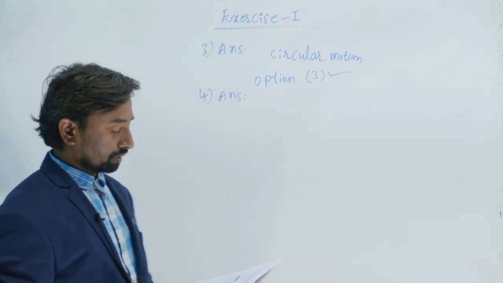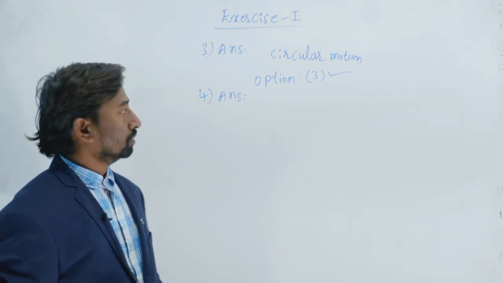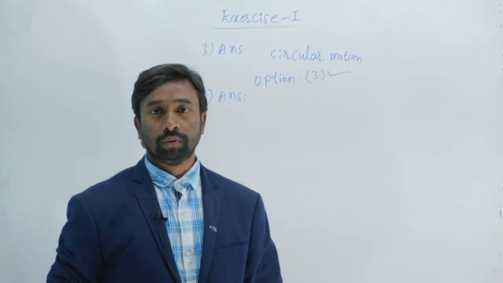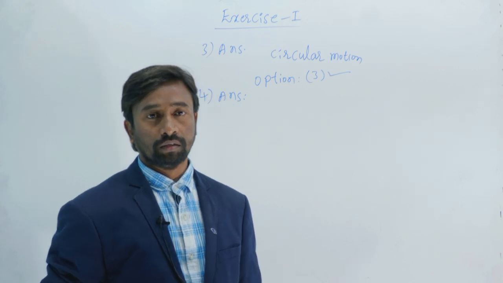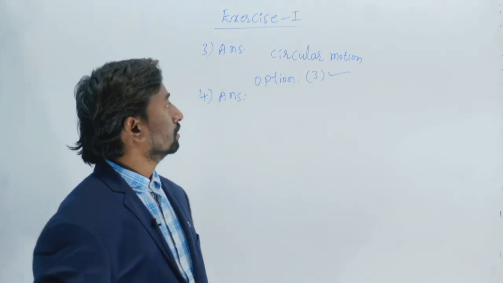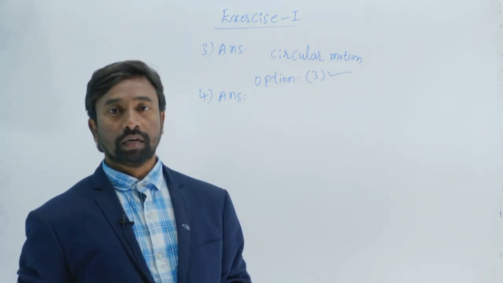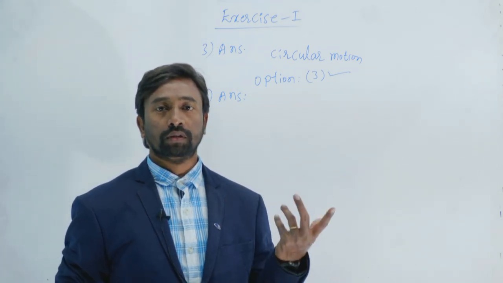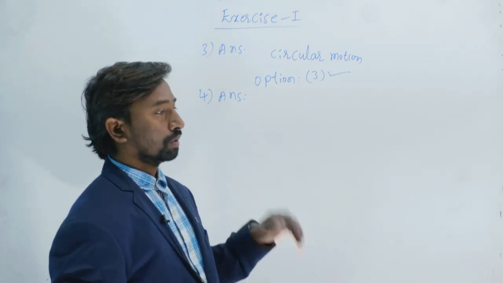Now the fourth one you will see there. The blades of a rotating electrical fan are an example of circular motion. Then the whole rotation of the fan is the example for rotatory motion.